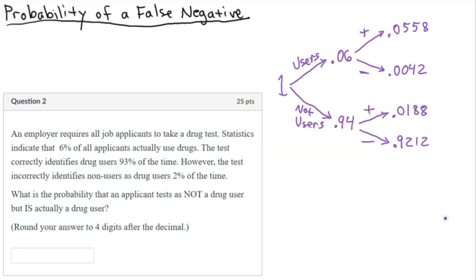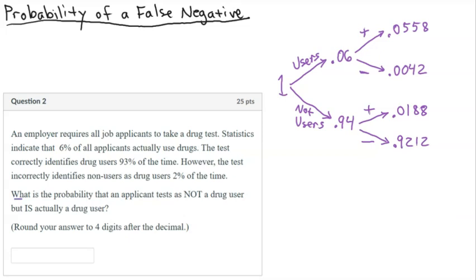That's a true negative. These guys up here, the 0.0558, they tested positive and they are drug users, so they are true positives. But right here, these are drug users, but they tested negative. These are false negatives. And then these here, these are the false positives. Well, we're being asked about false negatives.